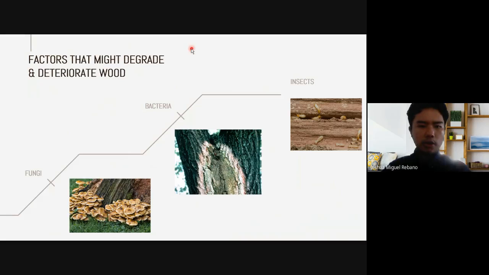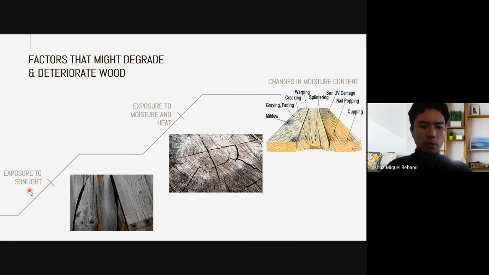So we also have different factors that might affect or degrade wood, which are natural causes: fungi, bacteria, and insects, which is very common here in our homes. Next, we have exposure to light, exposure to moisture and heat, and exposure to changes in moisture content. These are the types of changes that might occur in our wood when they are affected by these types of natural things.